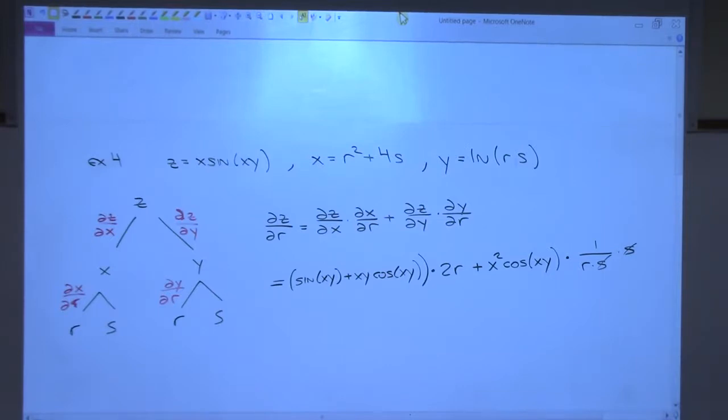Got it? Okay. You sure you got it? You think you got it? Yeah, I mean, there's no hidden magic in this at all. All right.